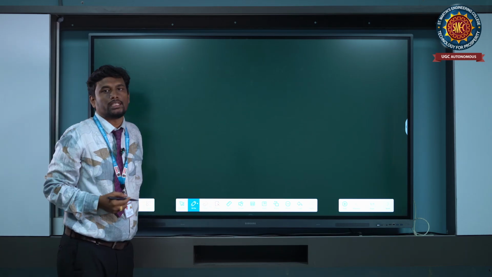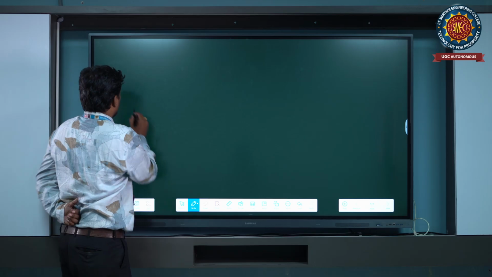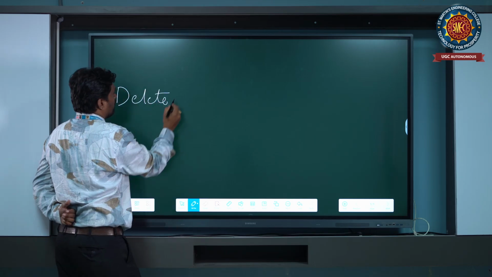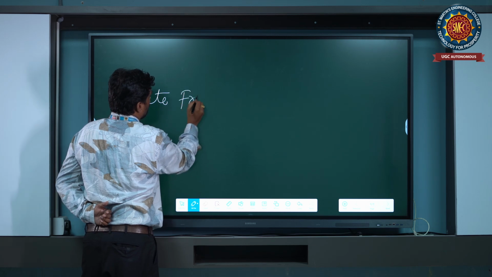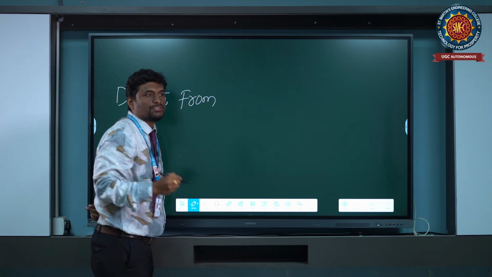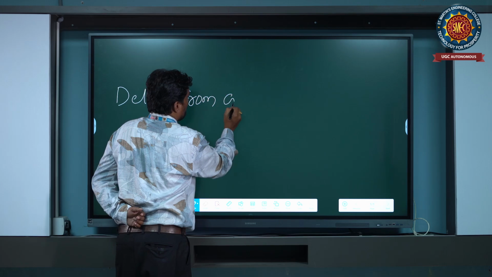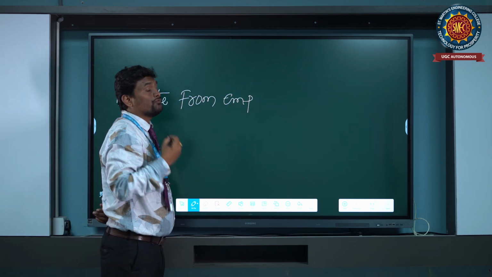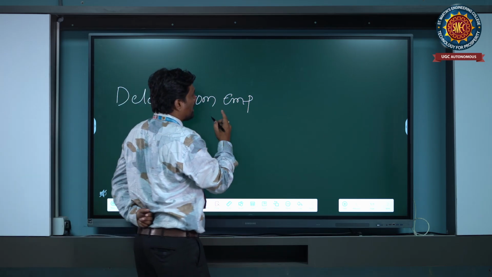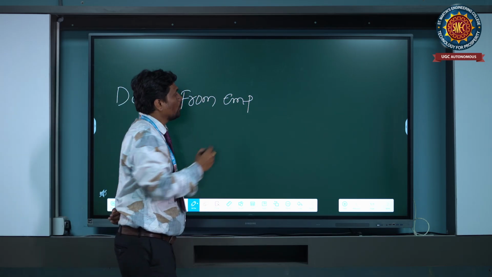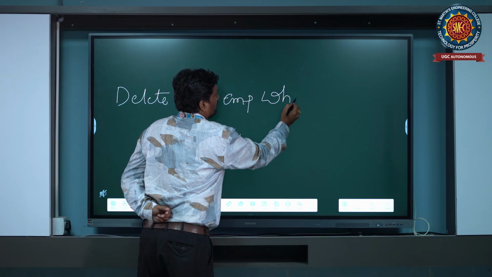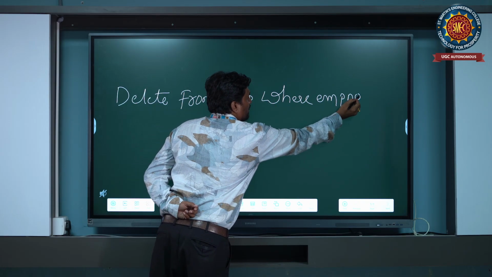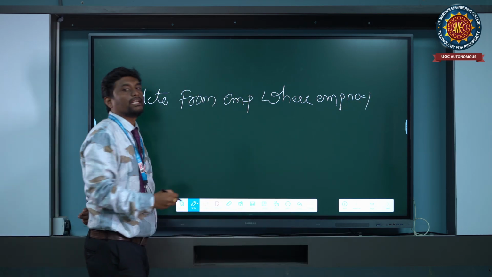How to delete a row in a table? DELETE FROM table name, employee EMP. WHERE condition, which row we have to delete? Suppose I delete one row. WHERE EMP number equal to 1. This is the delete.